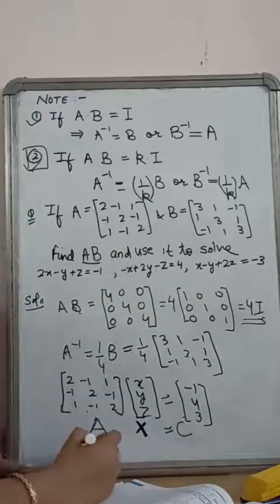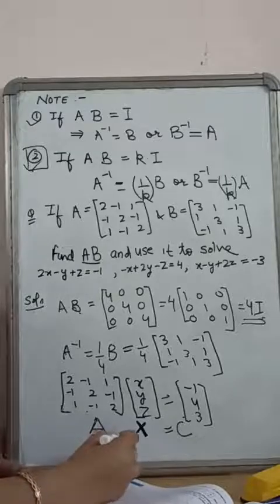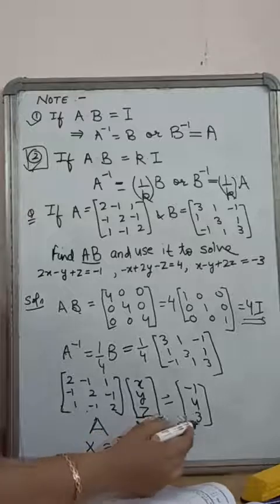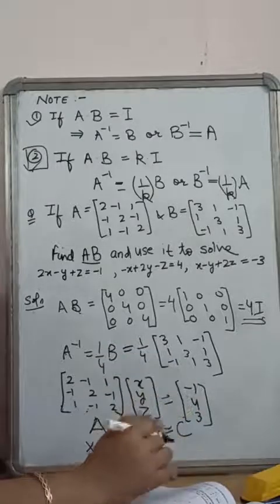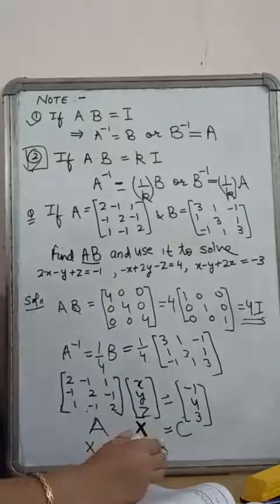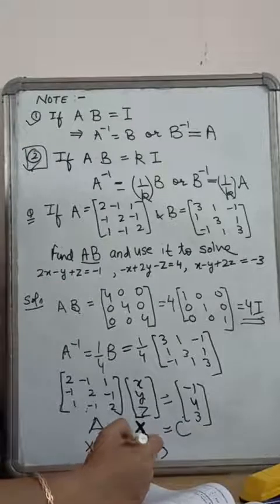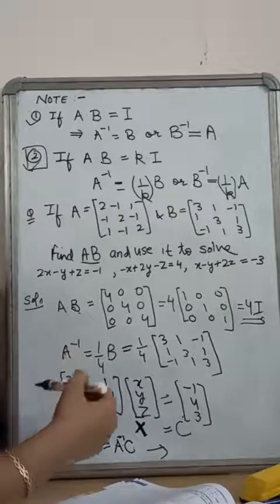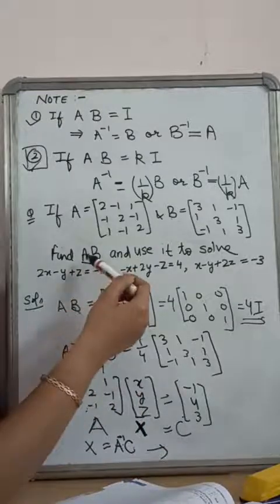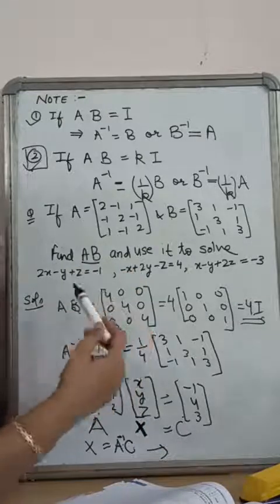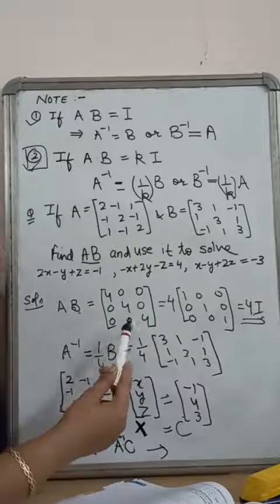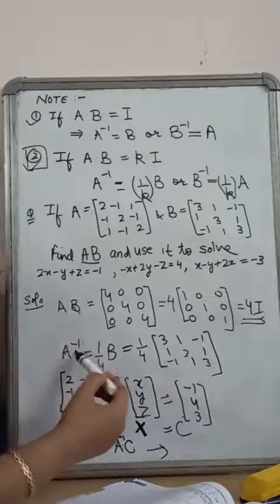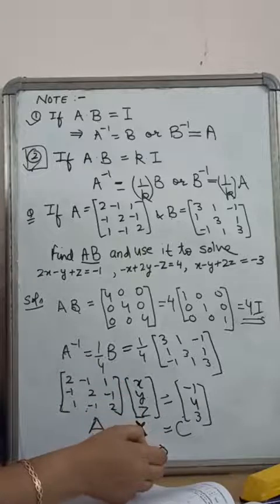So you write X is A inverse C and you put this inverse here and into C and find the solution. I have already discussed how to multiply and how to substitute and how to find the value. This is just the discussion part in case your question is in the form of find the product. If you have to find the product, you will find the product and use this concept to find the inverse and you will directly put it here.